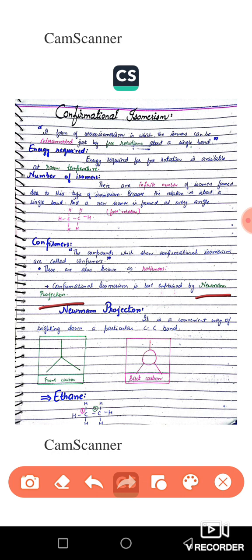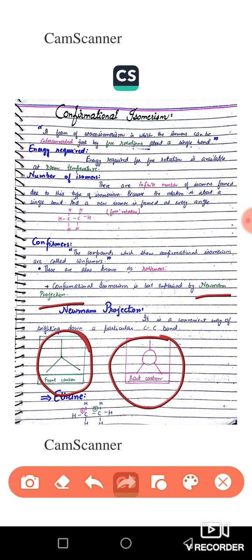Okay, so how are we going to represent it? We represent it by these two structures. First is this, second is this. So this is the structure of the front carbon that we are going to represent, front carbon by this structure, and the back carbon structure is this.